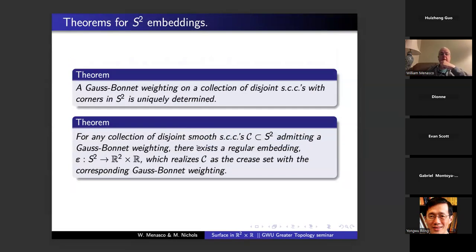All right. So what I want to do is take this discussion and just restrict it now to S2 to see how this works in general. So the Euler characteristic, the Gauss-Bonnet weighting of the collection of the simple closed curves with corners in S2 is uniquely determined.